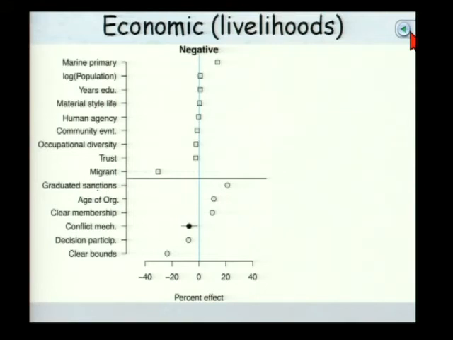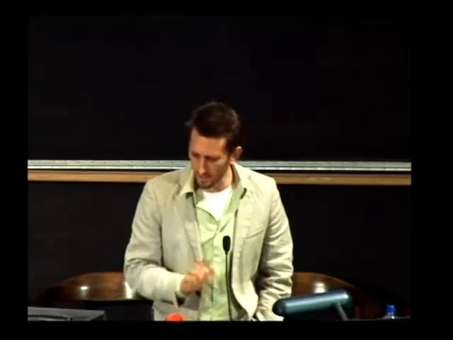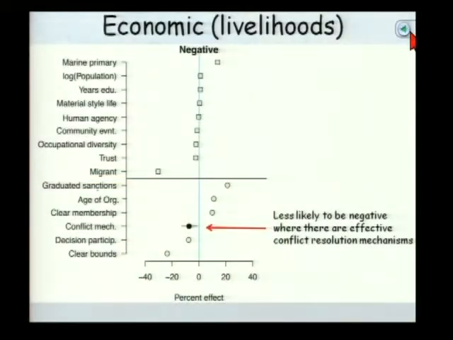For the first set of results, to find out who the losers are, we only have strong evidence that one of these institutional design principles influences whether people have negative perceptions about co-management. I realize this is a little bit complex because it's to the left there. This means that people are less likely to have negative perceptions about co-management where there are effective conflict resolution mechanisms in place. That doesn't mean they're more likely to be positive, it just means they're less likely to be negative when these conflict resolution mechanisms are there.